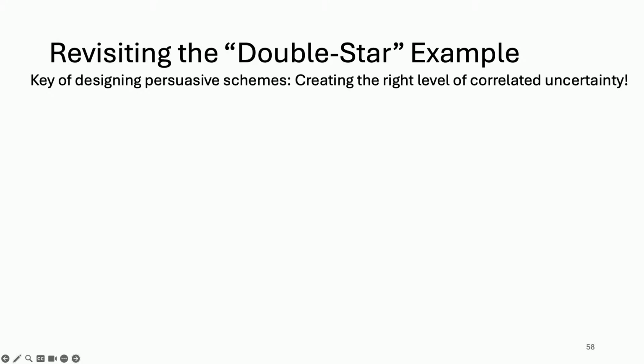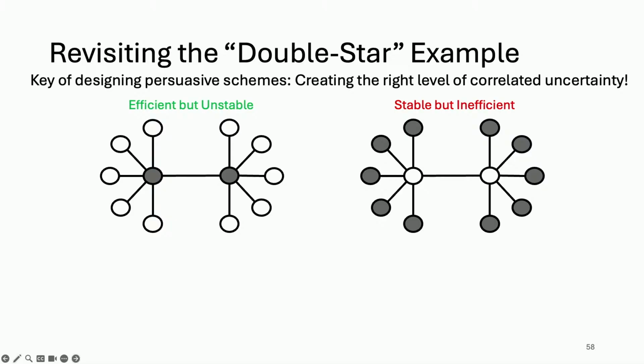So still go back to this double star example. As we mentioned before, there are two solutions. One is to ask centers to do all the work, which is efficient but unstable, or ask leaves to do all the work, which is stable but not efficient.